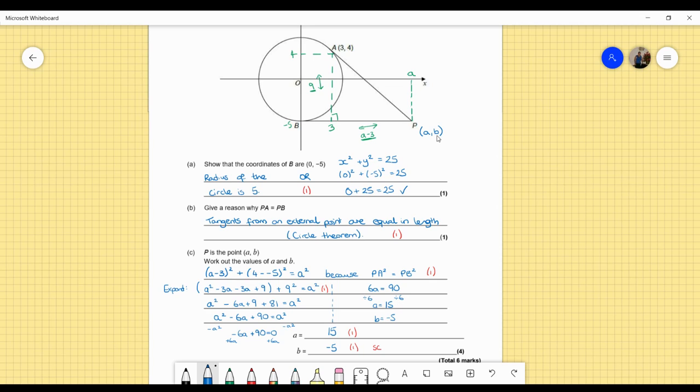Hopefully you worked out that the B is actually, because it's the y coordinate for P, we know it's level with the point B, so we know that was -5. So there's a special case mark for just making sure that you calculated B is -5.